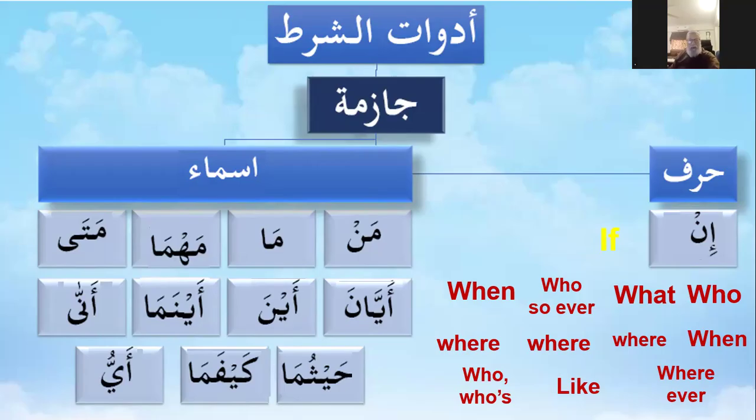So they are called asma'i shart. And they give jazm, meaning when the verb comes after them, they remove the dhamma and put a jazm or sukun on it. So among them the harf is only one, that is in, meaning if. And among asma they are man, ma, mahma, mata, ayyana, ayna, aynama, anna, haythuma, kayfama, and ayy.